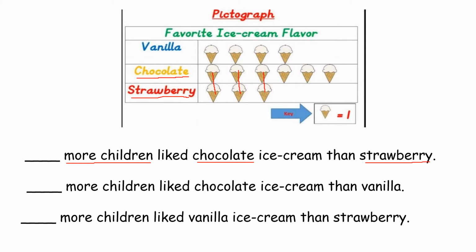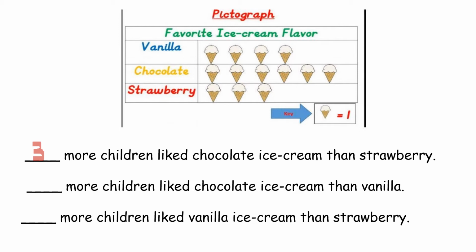So how many more chocolate ice creams do we have remaining? We have 1, 2, 3. So we could say that we have 3 more chocolate ice cream than strawberry ice cream. Therefore, 3 more children like chocolate ice cream than strawberry ice cream. So we match it, and when we have no more to match, the ones that remain, we count, and that will be our answer.